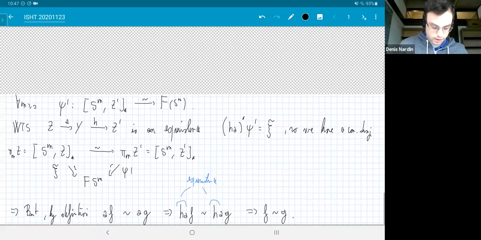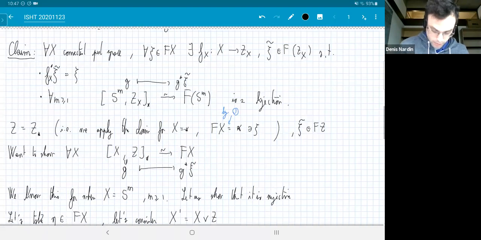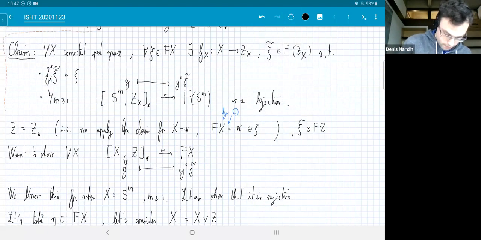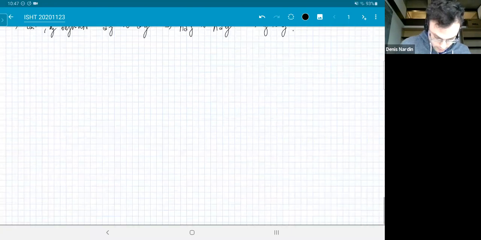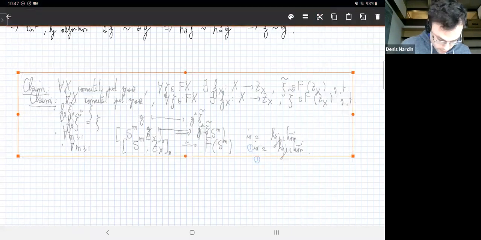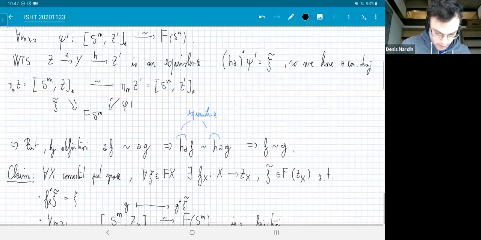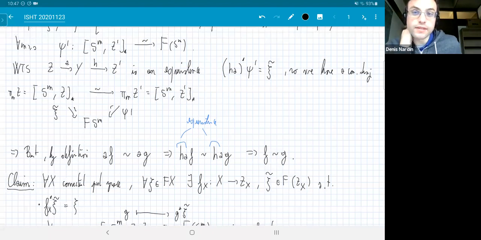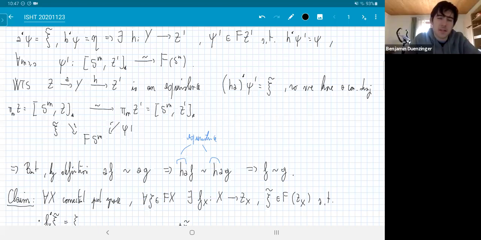So now let me go back to the claim and copy it. Okay. So are there questions about these injectivity and surjectivity proofs? No. Everyone. Maybe one question.